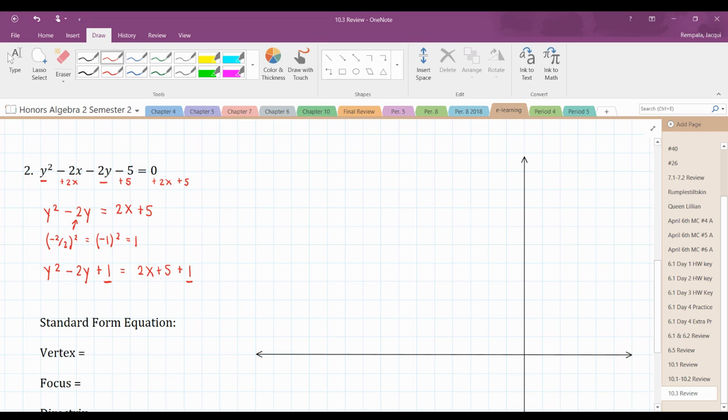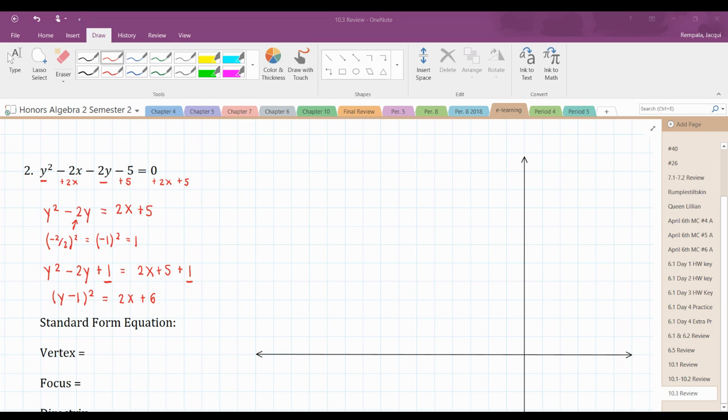So notice that when I then factor the left-hand side, what multiplies to 1 but adds to negative 2? Well, negative 1 times negative 1 multiplies to positive 1 and adds to negative 2. So it's y minus 1 quantity squared. Over here on the right, I combine like terms and I'll have 2x plus 6. That's not my standard form though, because the right-hand side also has to be factored out. Any GCF needs to be taken out.